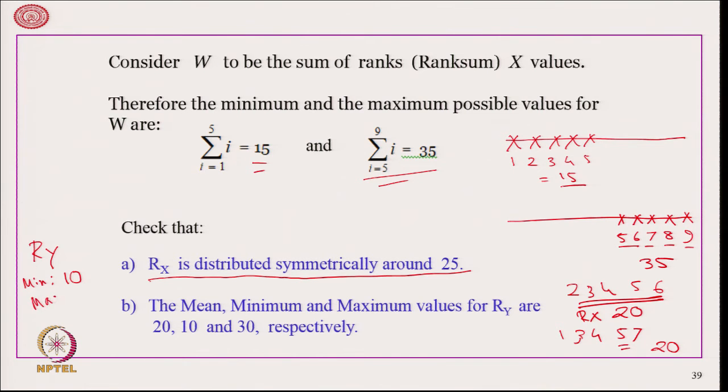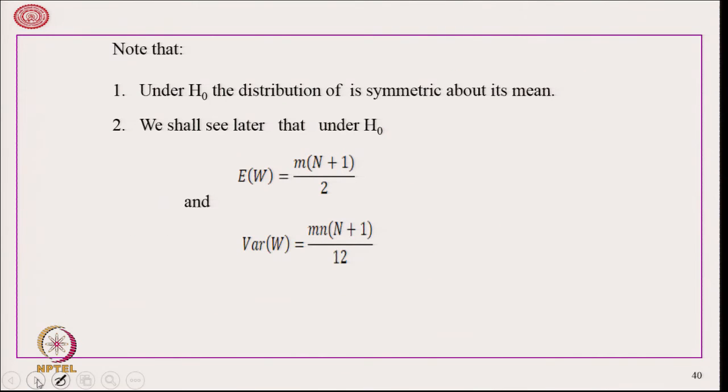The maximum value is going to be 30, because when the y values are 6, 7, 8 and 9, the sum of ranks is going to be 30. You can check that the mean is equal to 20 and that it is symmetric around that value. This I leave as an exercise.